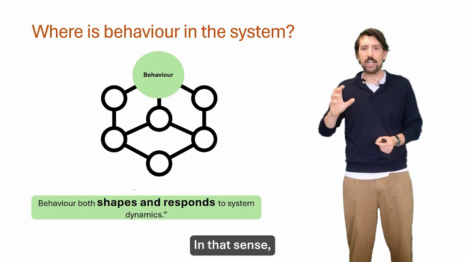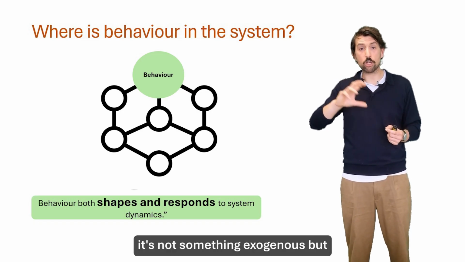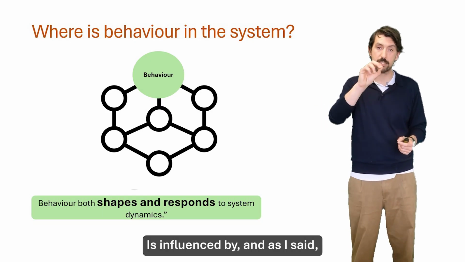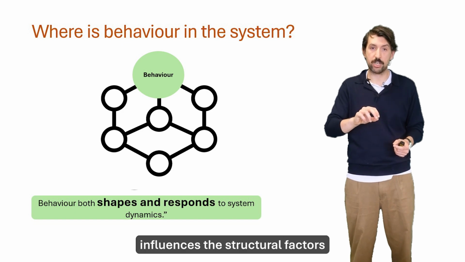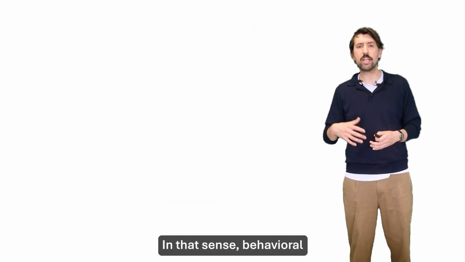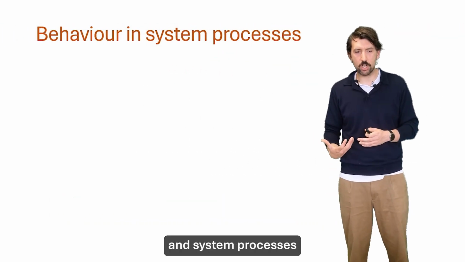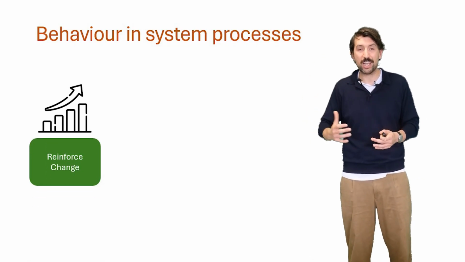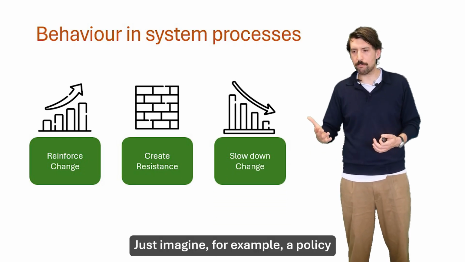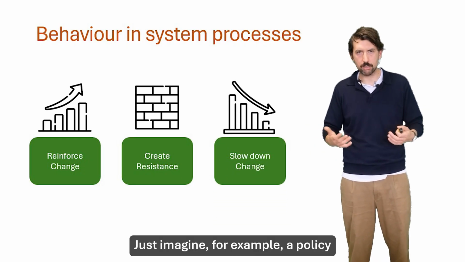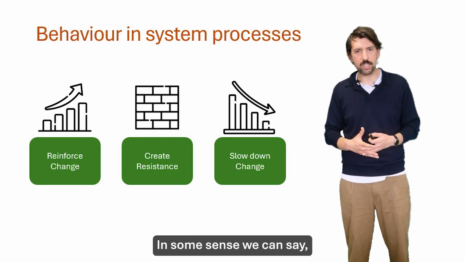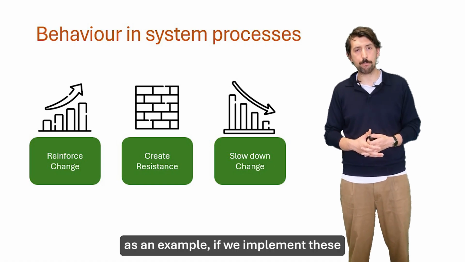In that sense, it is not something exogenous, but endogenous to the system. It is influenced by, and influences, the structural factors and the system as a whole. In that sense, behavioral and system processes can reinforce the change, create resistance to change, and also slow down the change. Just imagine, as an example, a policy that is not really welcomed by the farmers in some sense.